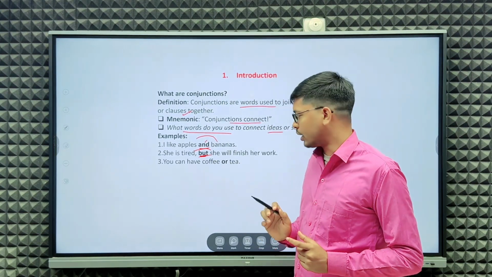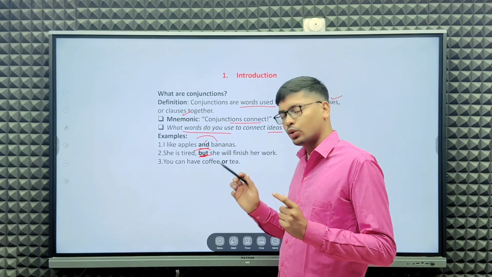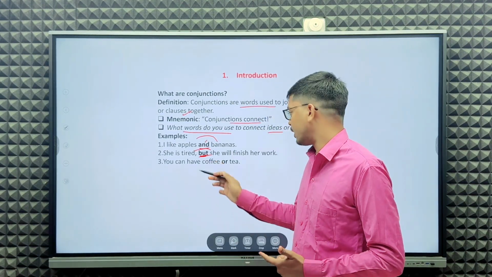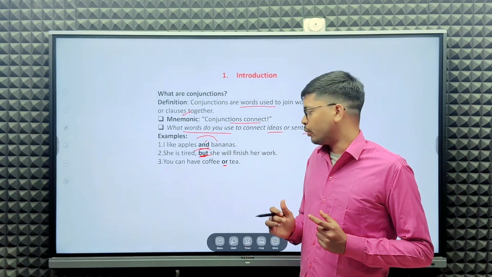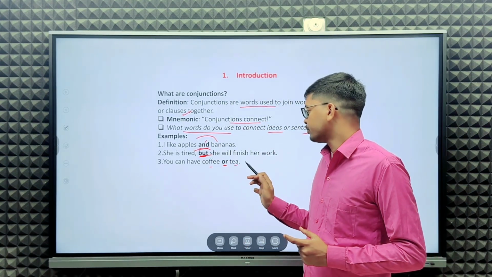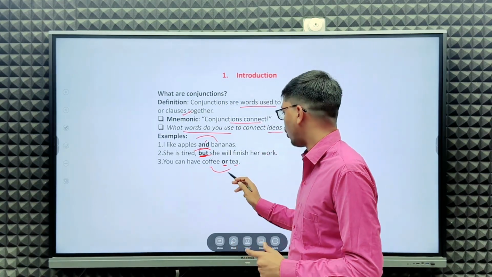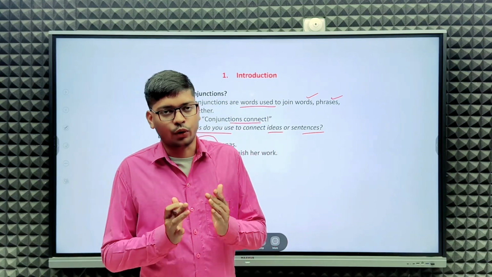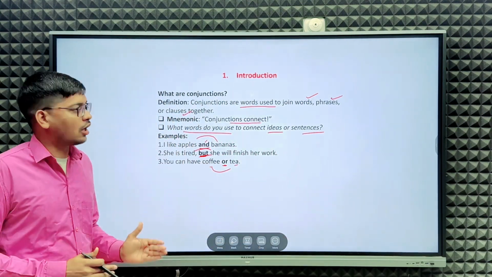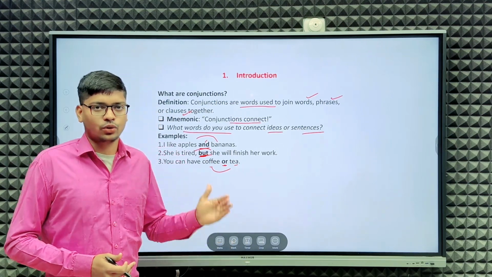Two sentences. Okay, you can have coffee or tea. In the third example, or is a conjunction because or connects coffee and tea. So I hope you understand what a conjunction is. Conjunctions are words used to join words, phrases and clauses together.